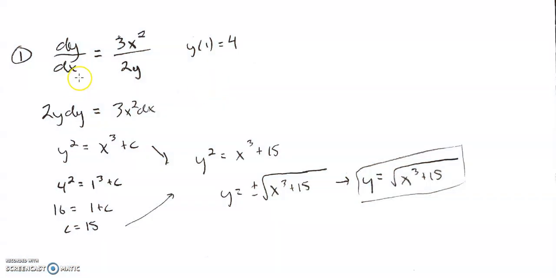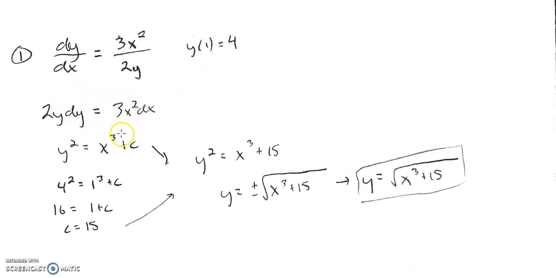Okay, so here is our first solution. You should get y equals square root of x cubed plus 15. Let me go over it. Remember, separation of variables, we get all the y's on one side and the x's on the other. So since the dy is over here, I have to move my 2y over to that side. I'm going to keep the 2 with the y for now. So multiply that over and multiply by the dx over. That gives me 2y dy equals 3x squared dx.